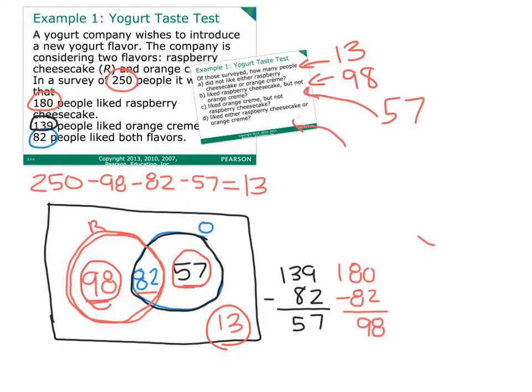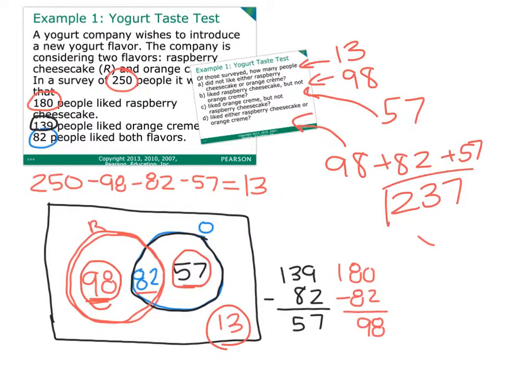And then last, of those surveyed, how many people liked either raspberry or orange? So that's going to be the 98 and the 82 and the 57. And so you need to add those three together. Okay, and if you add those three together, 98 and 82 and 57 should be 237 people. Now that one wasn't as challenging as some that are going to be on your homework because that only had 2 circles. So let's look at one that has 3.